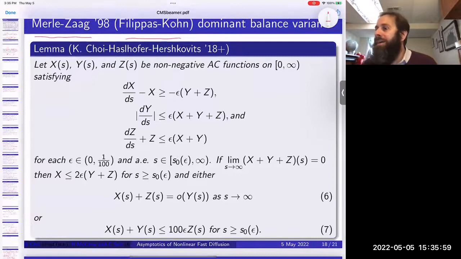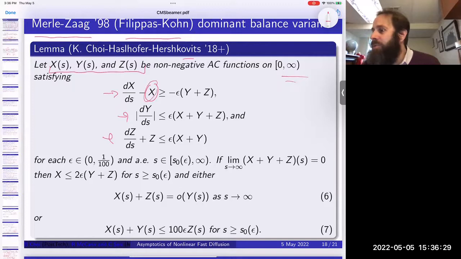So Choi, Haslhofer, and Hershkovits, in a preprint from 4 or 5 years back, show that suppose you now have 3 non-negative quantities, x, y, and z, absolutely continuous on the positive reals, and they satisfy a system of ordinary differential inequalities. And so the first one says that x is trying to grow with rate 1. And the last one says that z is trying to decay with rate 1. And the middle one says y is not trying to do much of anything.